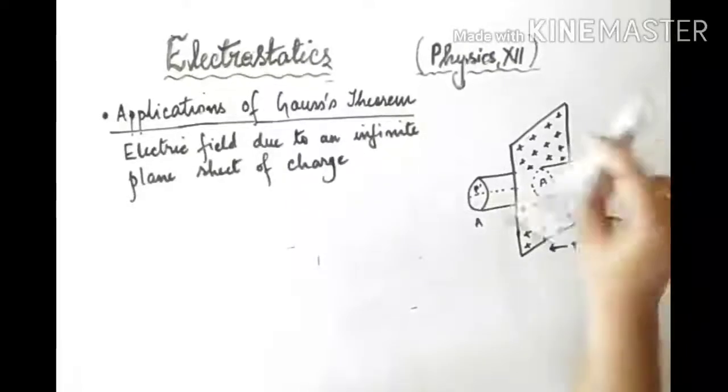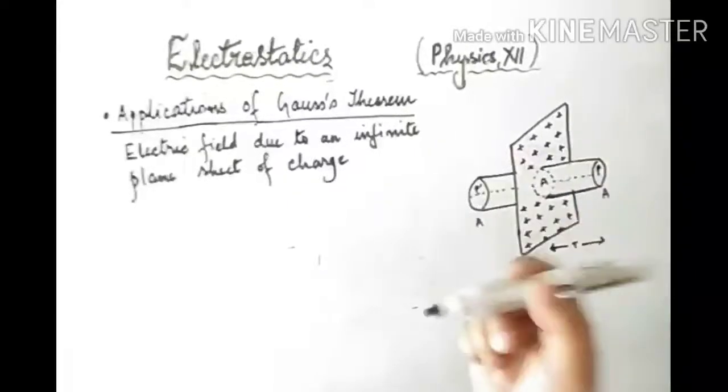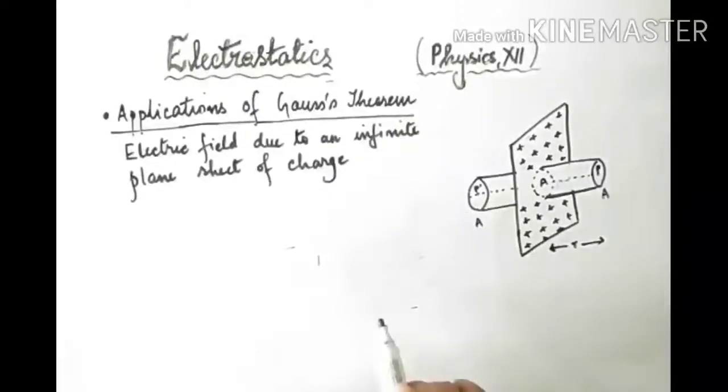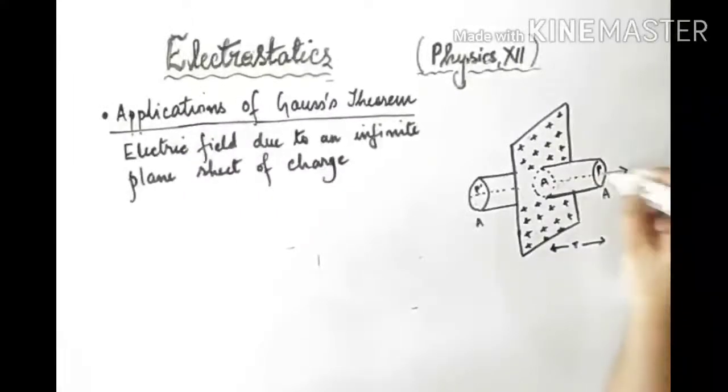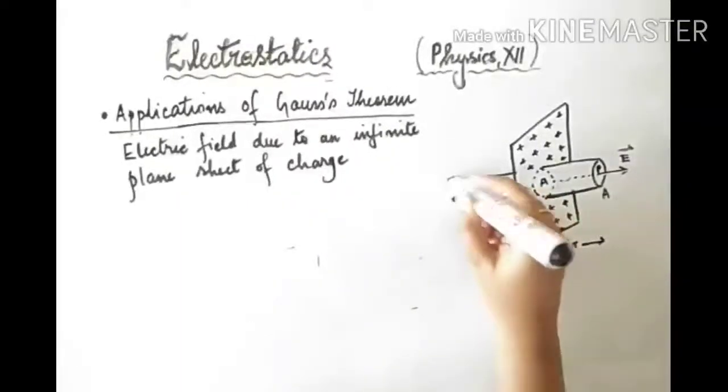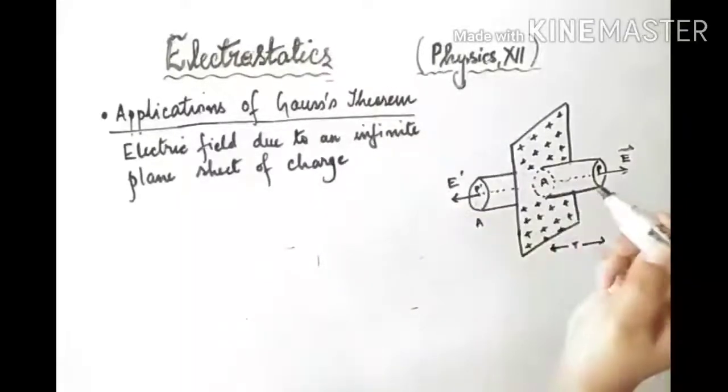All the electric fields will be along the outward direction from the plane sheet of charge, since this is a positive plane sheet of charge. Now, at this point, we can draw the electric field as E vector in this direction. At this point, we can again draw it as E vector.